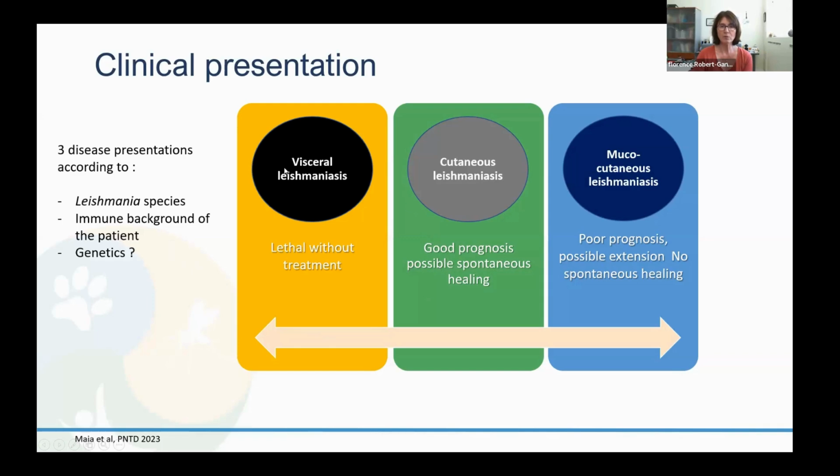So depending on those factors, it will produce visceral leishmaniasis, cutaneous leishmaniasis, and a particular form, which is mucocutaneous leishmaniasis, after a cutaneous infection, where there is a dissemination later, mainly to mucocutaneous locations in the face. And the severity of infection, as you see here, is variable, with visceral leishmaniasis being lethal without treatment, and mucocutaneous leishmaniasis leading to a very severe prognosis and no spontaneous healing compared to cutaneous leishmaniasis.